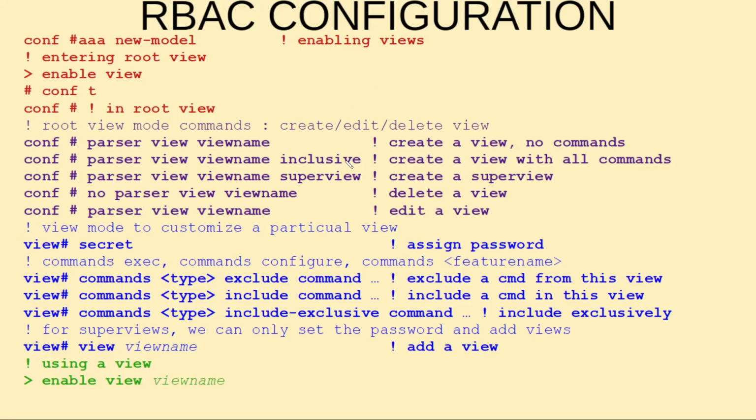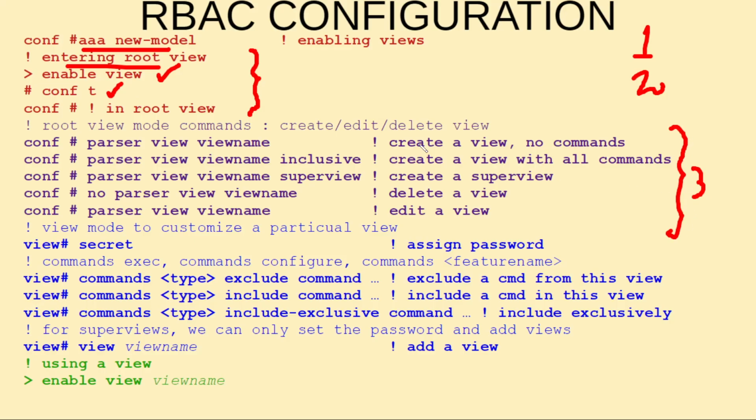Let's see how to configure RBAC. First step will be enabling AAA with the command aaa new-model. Second step will be entering into root view mode. In order to do so, we need to enter the command enable view. We are going to have to enter the enable password here, and then we are going to enter configure terminal. That will lead us to step number 3, where we can create, edit, or delete views.